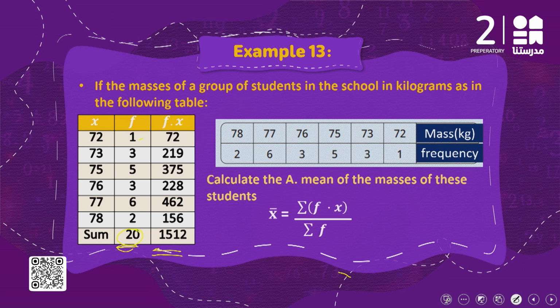Take 1,512 divided by 20, it will be 75.6. This is the value of the mean.